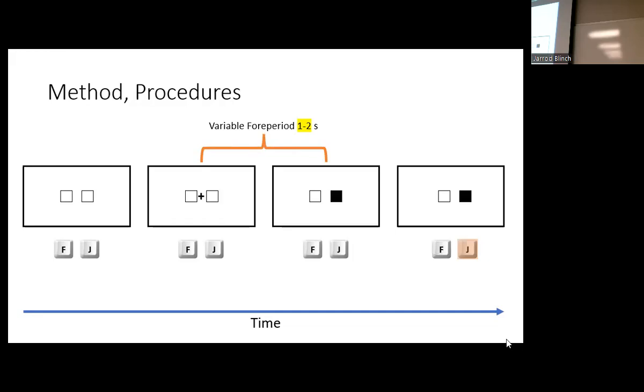I don't know why in the last study I said the variable foreperiod here is 1.5 to 2.5 seconds. That was my mistake. It was actually just 1 to 2. So I just highlighted that here to remember. We'll be measuring our reaction.